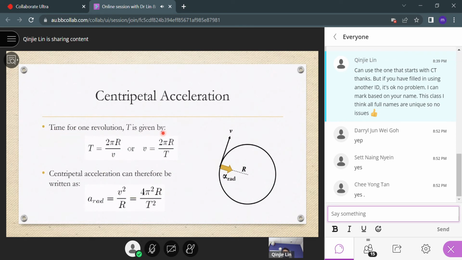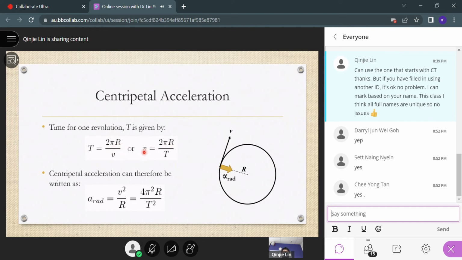So the time for one revolution is given by the period T. T stands for period. That means the time taken to go one round will be given by 2 pi r, which is the circumference, divided by v, that's the velocity. You see, time taken equals the distance divided by velocity. Circumference is the distance. Okay, so that's the period.